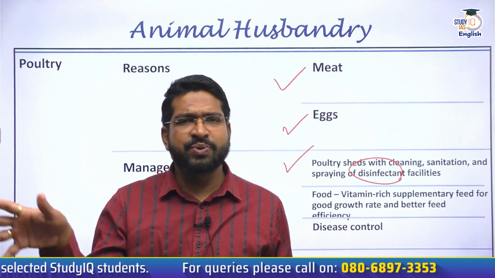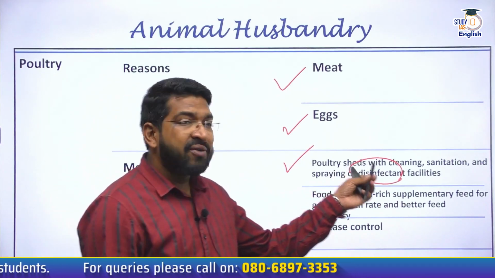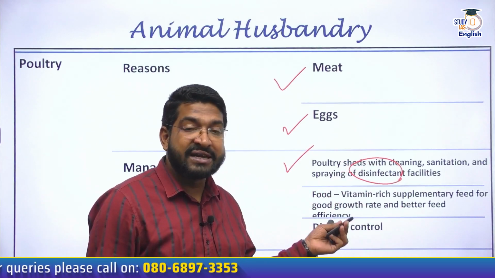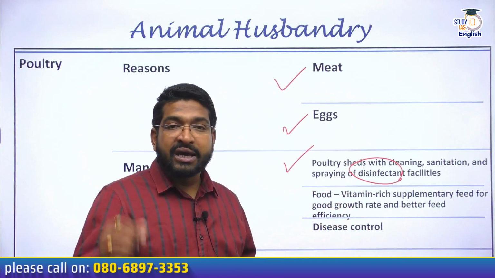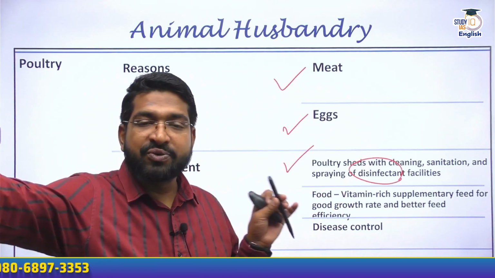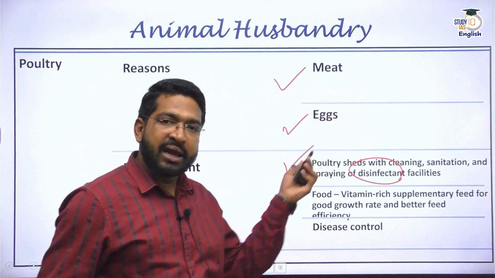You can talk about H1N1, H3N5, different kinds of variants that have been developing. So I want my poultry farm to have cleaning, sanitation and disinfection facilities available, because without these, if one chicken gets a disease, it can spread very, very quickly, because within a small area I'll be having thousands of these chickens for meat and egg laying.